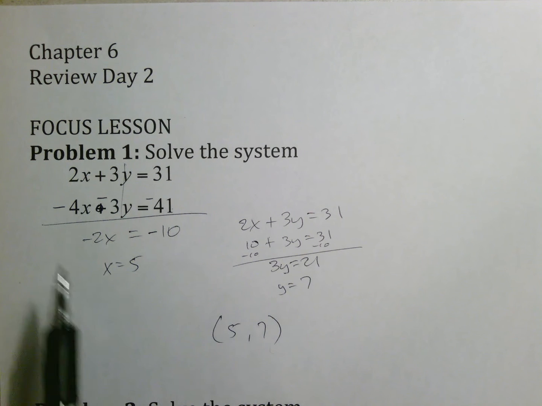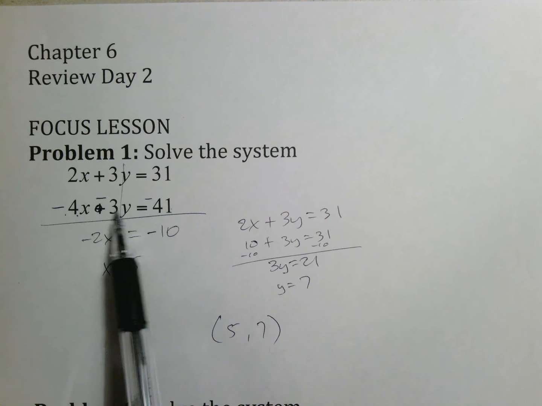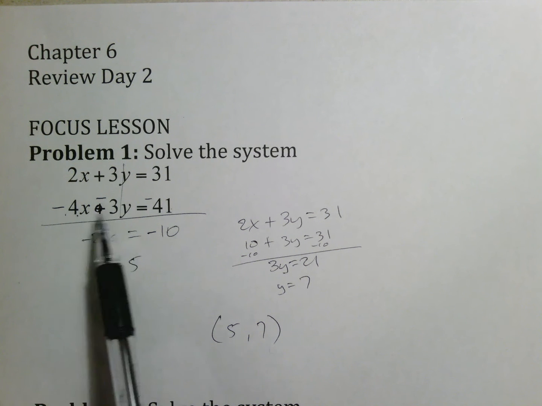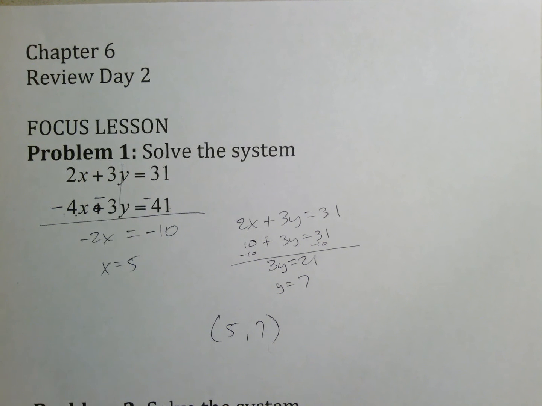To check real fast, you have 4 times 5, which is 20. 3 times 7, which is 21. That was 4x plus 3y, so it would be 20 plus 21, which actually is 41. So I know that it worked.